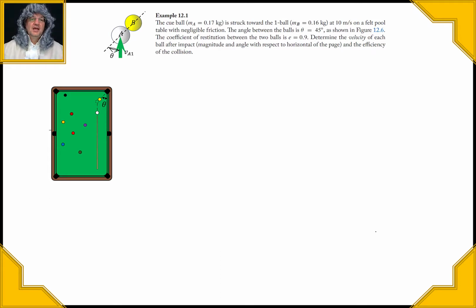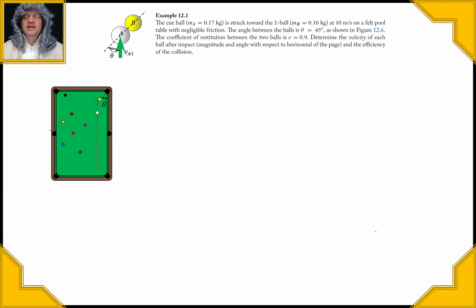So here is a scenario where we have a cue ball that's going to be cutting into this yellow ball. Is the yellow ball the one ball, I think? Yeah, it is the one ball, so that's why it's yellow. The cue ball is actually a slightly bigger mass, 0.17 kilograms, compared to the regular ball, 0.16 kilograms, and I looked this up. It's traveling at 1 meter per second on a felt pool table with negligible friction. The angle between the balls is 45 degrees. The coefficient of restitution between the two balls is 0.9, and I looked that up.